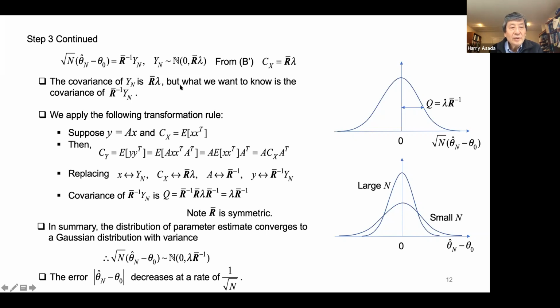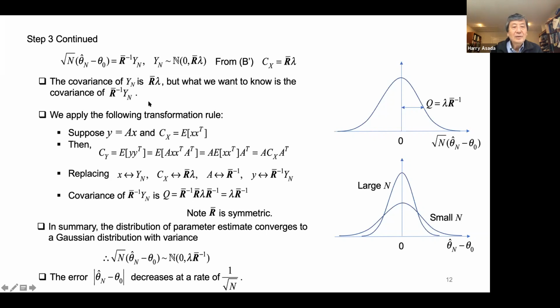But what we want to know is the covariance of this guy, R inverse yn. So there's a little bit of mismatch. Central limit theorem tells us yn converges to this normal distribution. But what we would like to do is to examine the statistical behavior of this guy, theta n hat, which is away from theta naught. How is this one converging to the true value? That's our interest, right? The difference between yn and theta n minus theta naught needs this linear transformation, R inverse. So we need to find the covariance of this guy, rather than this one.